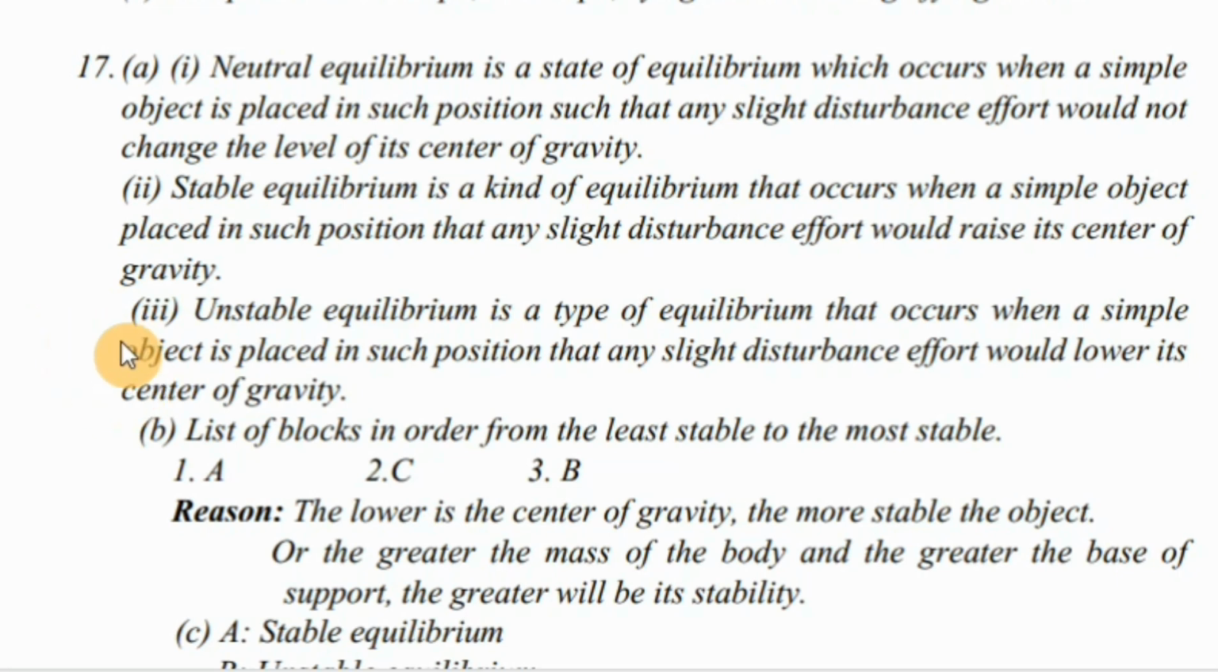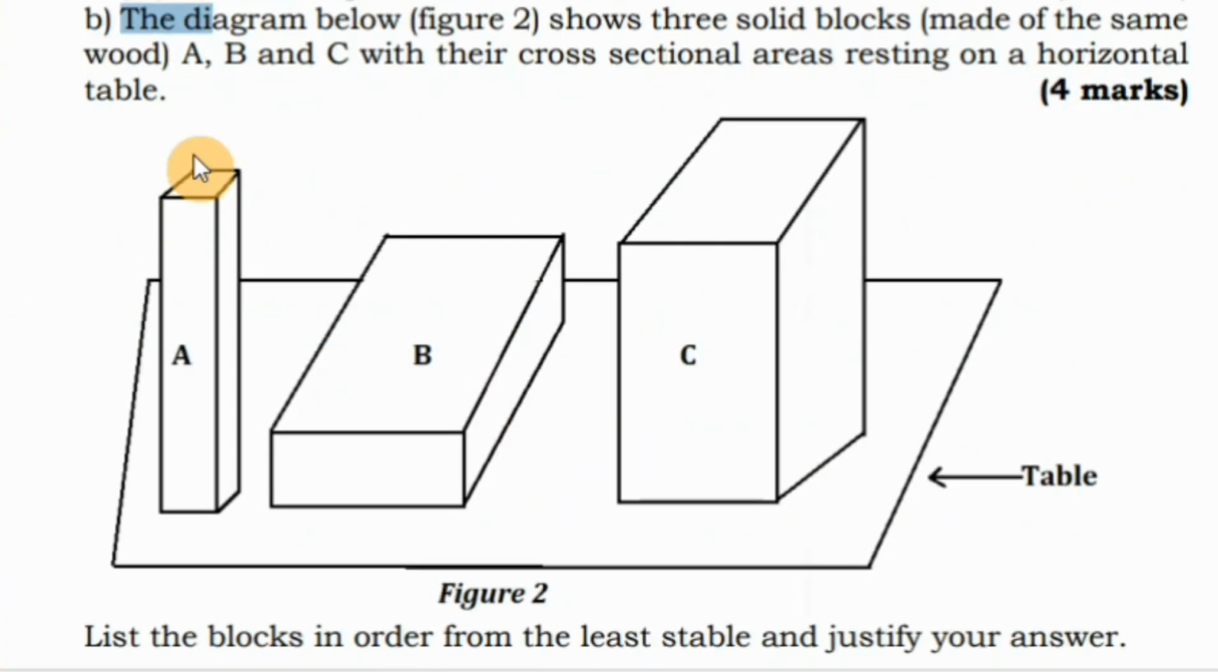Those are the solutions. Let us continue. For B, you have to arrange those diagrams starting from the one which is least stable. As you see, A is unstable because with any slight displacement A can fall down without coming back. And as you see, C is neutral and B is more stable. Yes, it's obvious.